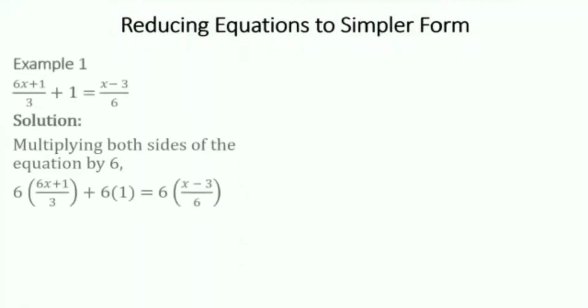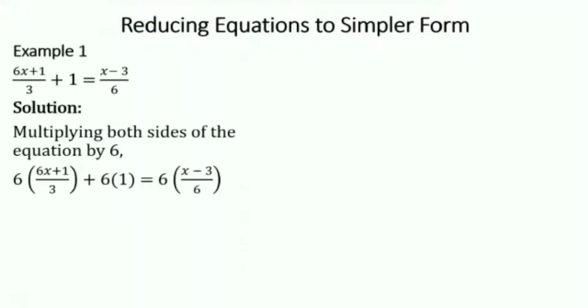Reducing equations to simpler form. Example 1. 6x plus 1 upon 3 plus 1 is equal to x minus 3 upon 6. In this session, we will learn how to simplify the given complex equations and find the value of the variable. Here you can see the equation is linear because the power of x is 1 and with one variable only. So let's see how to solve it.